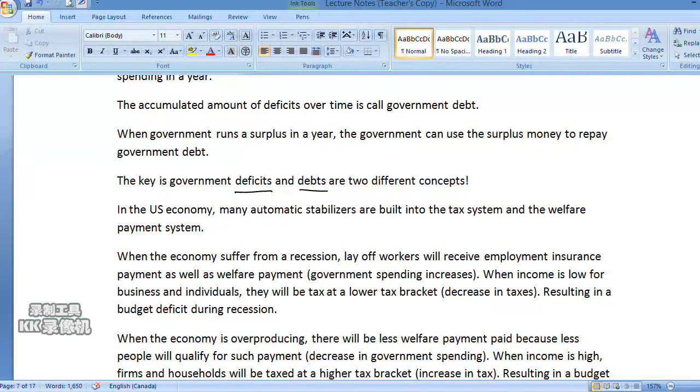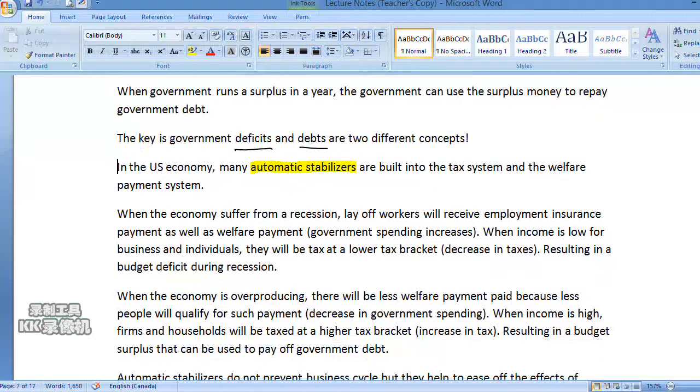In the US economy, there are many automatic stabilizers. So automatic stabilizers are really policies in place that do not need approval from the government. So for example, whenever there is a recessionary gap, welfare payments are going to increase, so they are very built-in and automatic. So when the economy suffers from a recession, laid-off workers will receive employment insurance payments as well as welfare payments. So in this case, government spending is going to automatically increase.